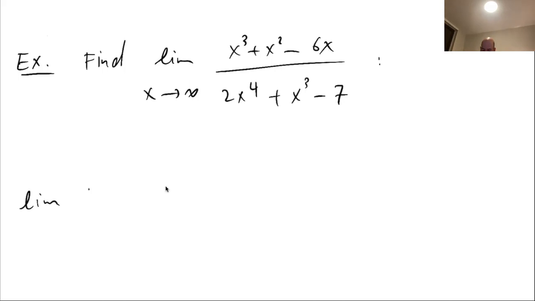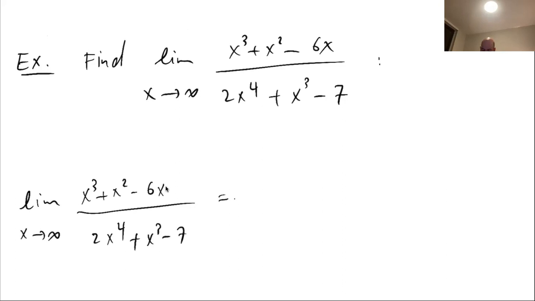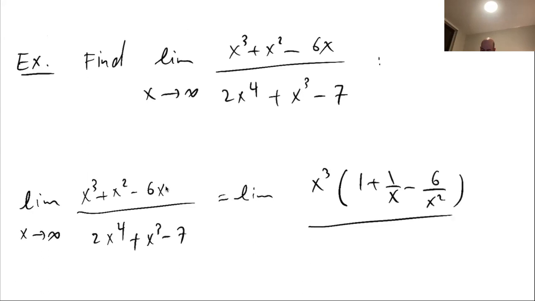We get the limit of x cubed plus x squared minus 6x divided by 2x to the power 4 plus x cubed minus 7, as x goes to infinity. So we are going to take x cubed out. The highest power of x is x cubed in the top. 1 plus 1 over x minus 6 over x squared, divided by x to the power 4, and then 2 plus 1 over x minus 7 over x to the power 4, as x goes to infinity.